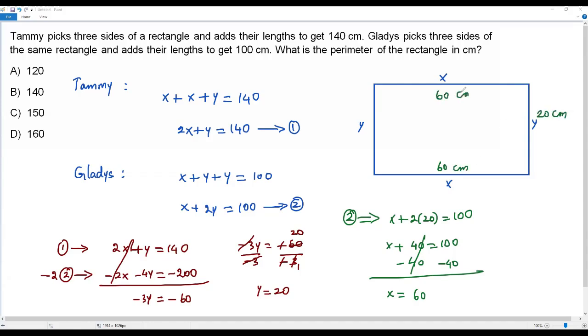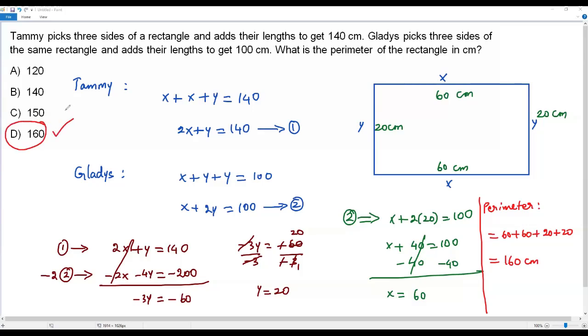Let me write it over here. Now to get the perimeter of the rectangle, I have to add the lengths of all the four sides. First let me add the two lengths, 60 + 60. Now let me add the two widths, 20 + 20. So 60 + 60 is 120, and 120 + 20 is 140, 140 + 20 is 160. So therefore the perimeter of the rectangle is 160 centimeter. So we find 160 in option D. So the correct answer choice for this question is option D.